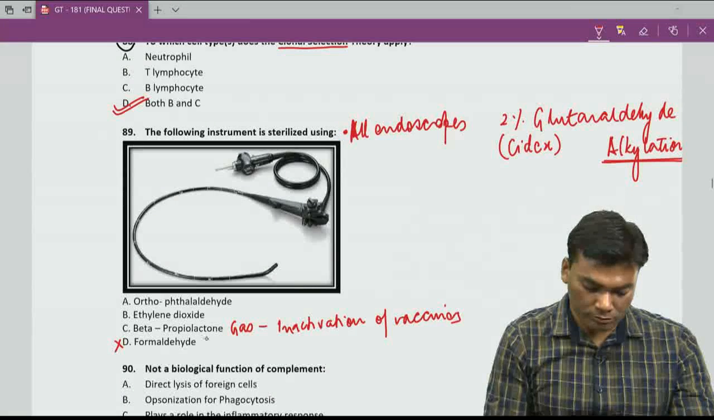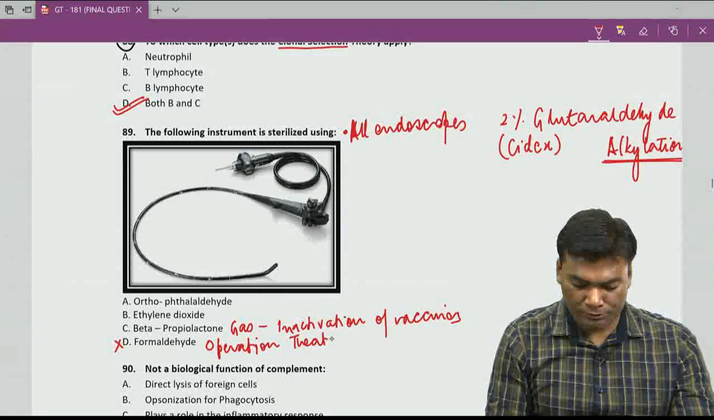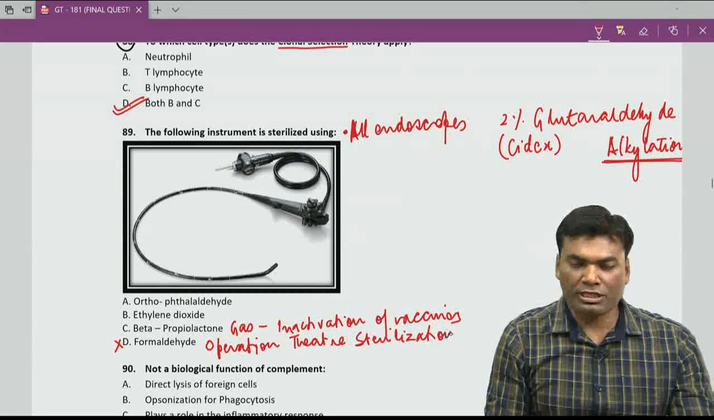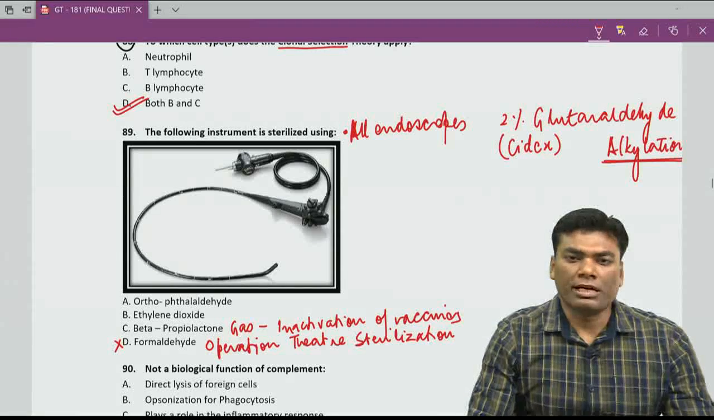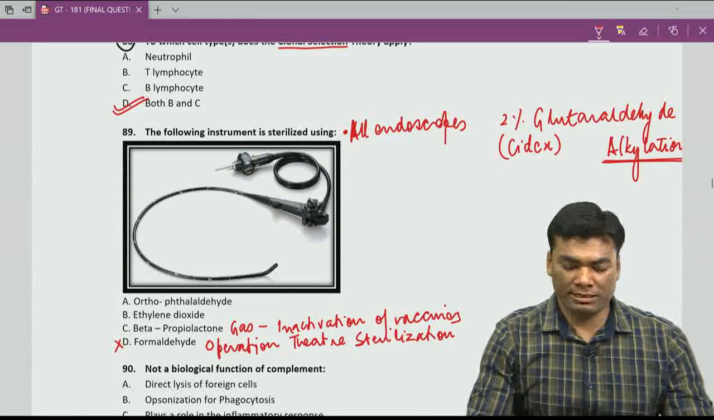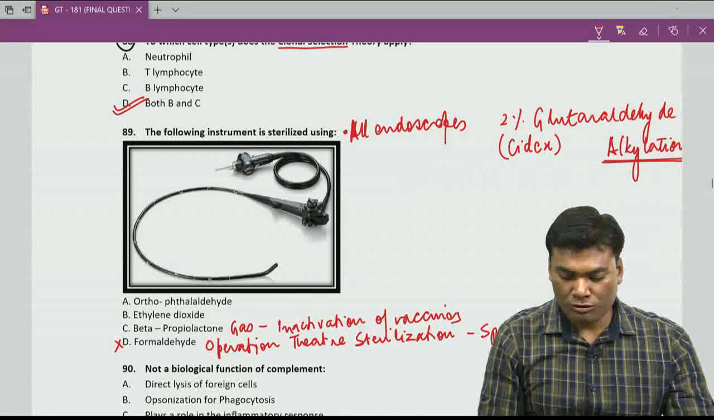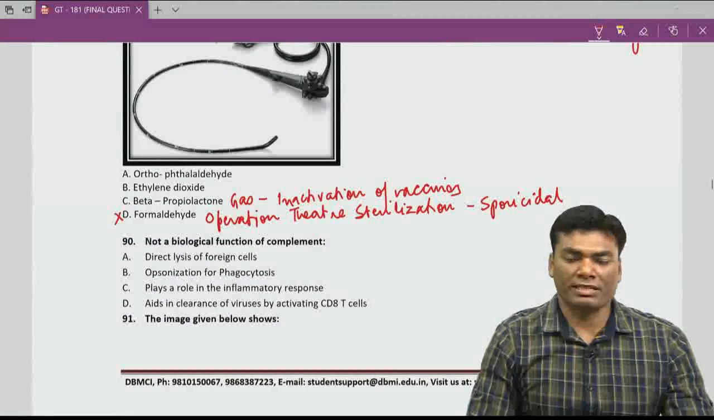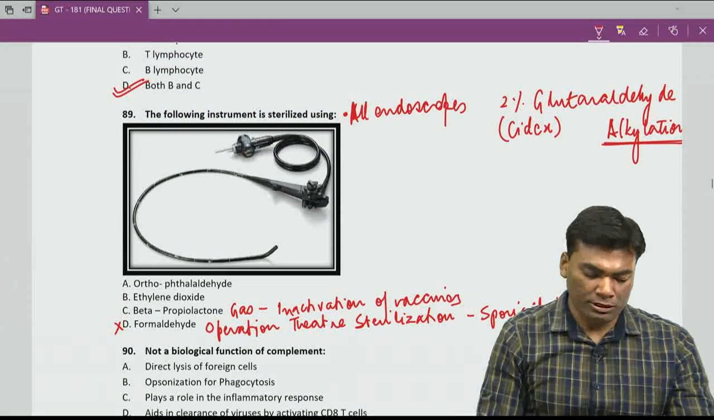Formaldehyde is used for operation theatre sterilization. In the operation theatre, we generate this formaldehyde gas and keep the OT closed for 48 to 72 hours. In that duration, because of this gas, which is a sporicidal gas, it will kill all the organisms, including the spores, leading to complete sterilization. So this is formaldehyde for operation theatre sterilization.